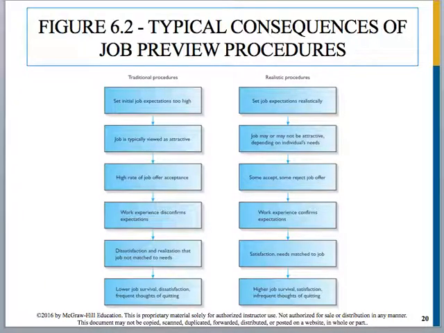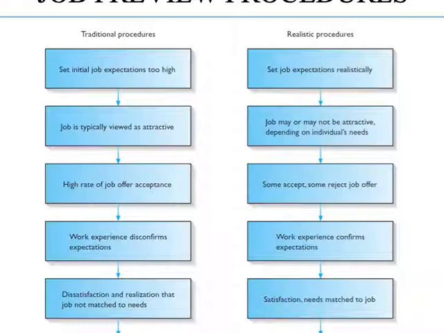Figure 6.2, I'm going to enlarge this also, so you can see some of the typical consequences of the job preview procedures. Let's expand this. In the traditional procedures versus your realistic procedures, you'll see that on the traditional side, there are initial job expectations that are too high. The job is typically viewed as attractive. There's a high rate of job offer acceptance. Work experience disconfirms expectations. Dissatisfaction and realization that the job did not match the needs, and there's a lower job survival. Dissatisfaction, frequent thoughts of quitting.